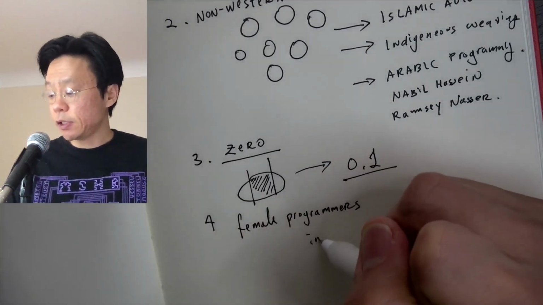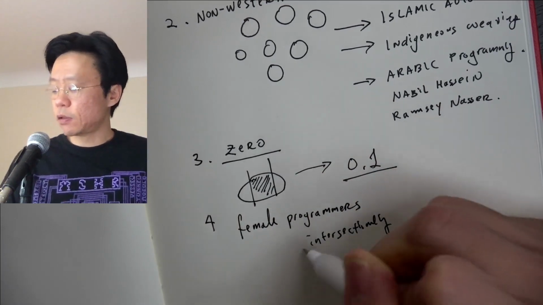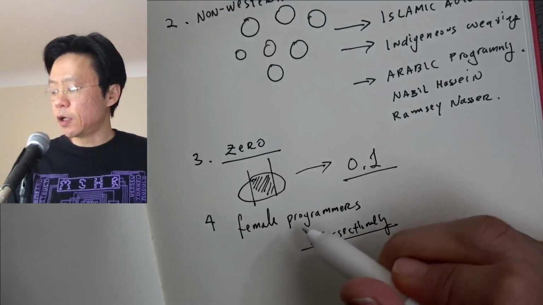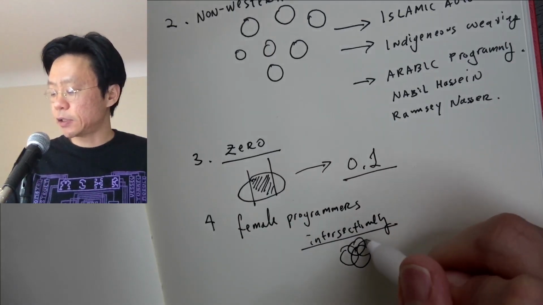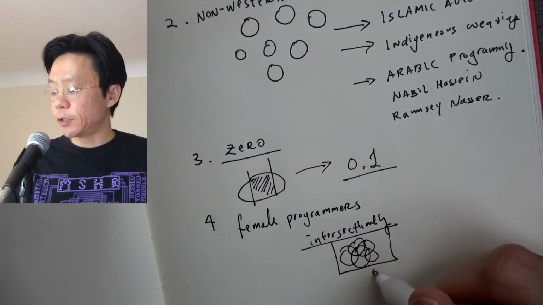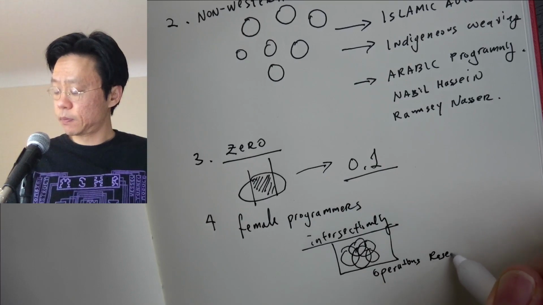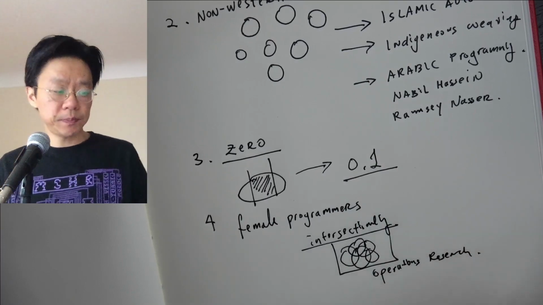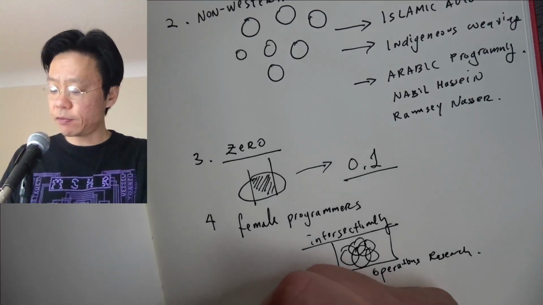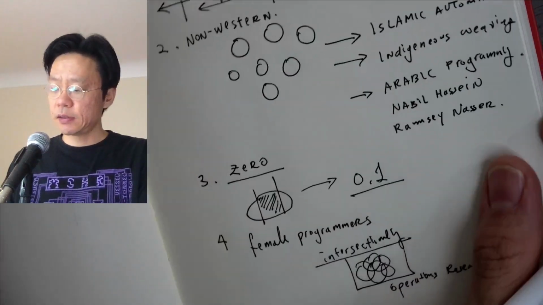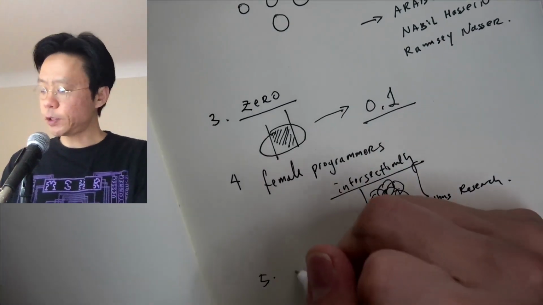So the intersectionality of how we see non-male programmers and engineers in the context of the larger operations research that they were part of. And number 5 is queer computing.